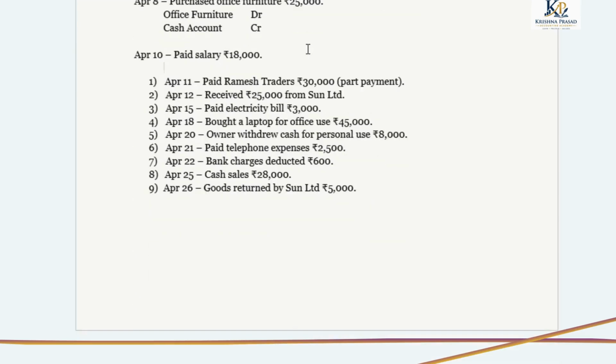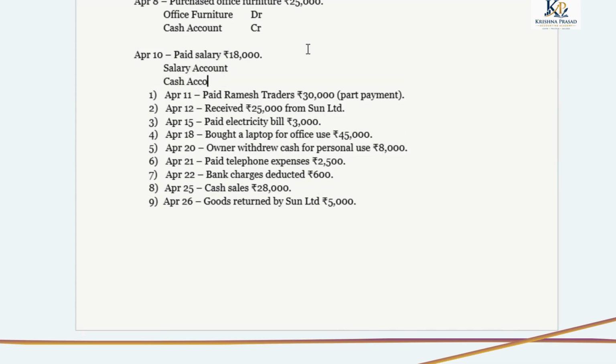Next, paid salary. So no cash, no bank, no party name. So salary account and cash account. Salary account is an expenditure. Expenditure means it will come under nominal account. What is a nominal account principle? Debit all expenses and losses, credit all incomes and gains. So that means we need to debit salaries, expenditure.